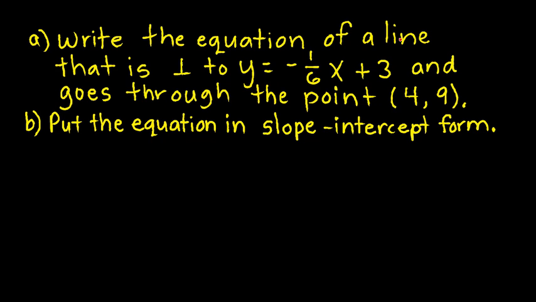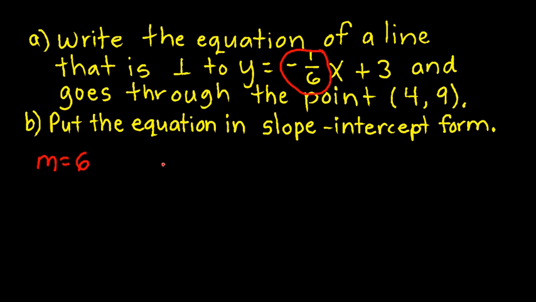Let's say you wanted to write an equation of a line perpendicular to this line here, y equals -1/6x plus 3, and it goes through the point (4, 9). Well, the only thing that's really important about this first equation is the slope. That's all we care about. The rest of it is really irrelevant. The slope of my new line is going to be the opposite reciprocal of -1/6. That's going to be just positive 6/1, or +6.